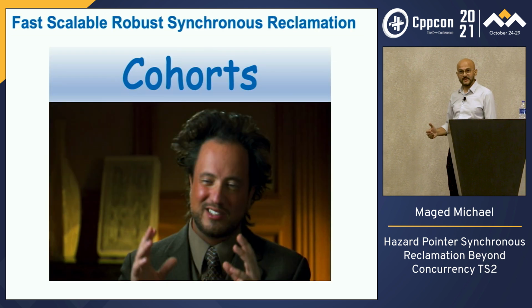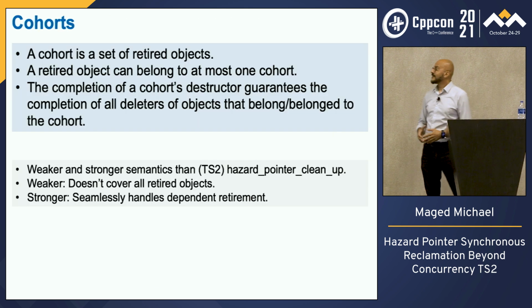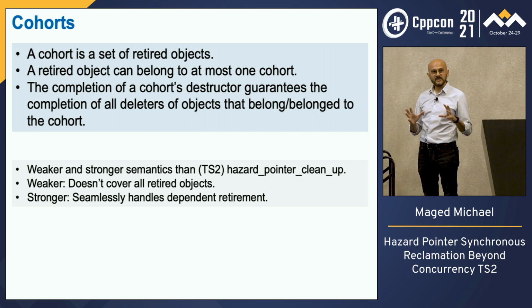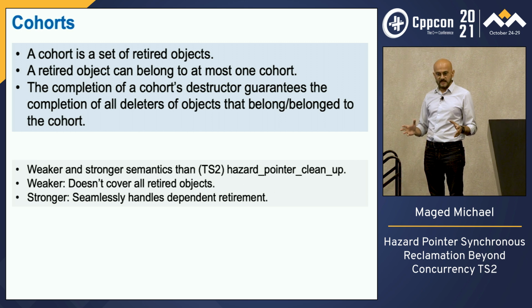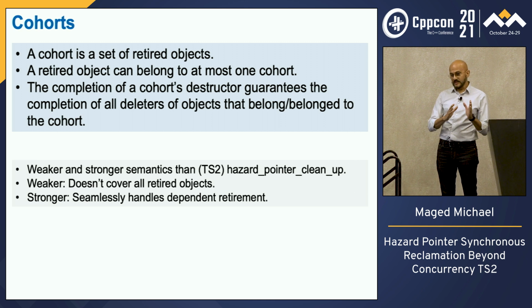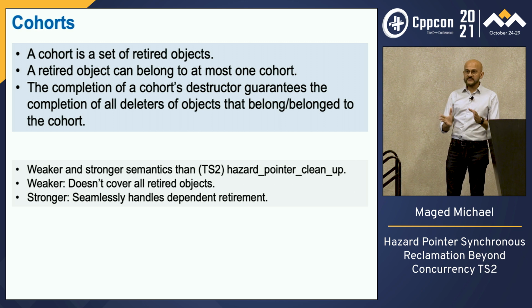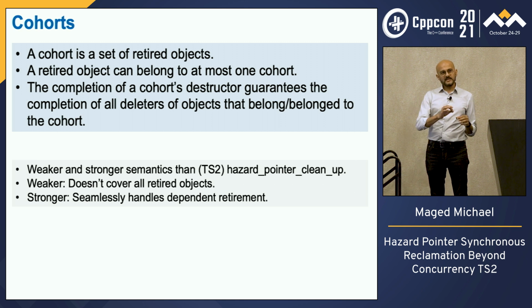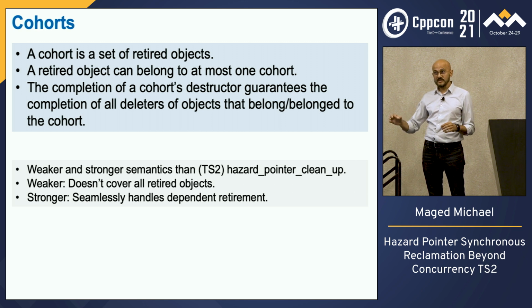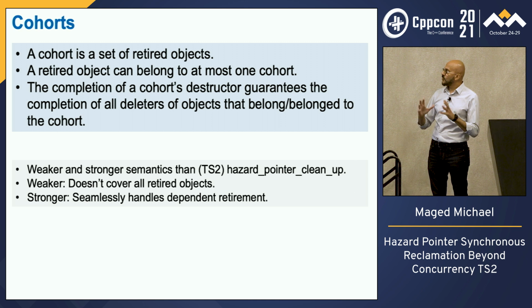So the answer is something called cohorts, and I'll explain that in a minute. A cohort is a set of retired objects. A retired object can belong to at most one cohort. And the guarantee of the cohort is different from global cleanup. The guarantee is that the completion of the destructor of the cohort guarantees that the destructors for all the objects that ever belonged to that cohort must have completed already.